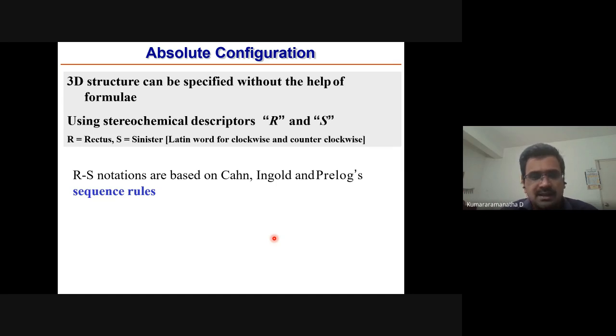And any other? Yes, sir. What essentially others are telling is, if it is carbon, for what reason do we give it priority one, and why do we make it R or S? It is because it has a higher atomic number than carbon. That is what we refer to. Any other point?